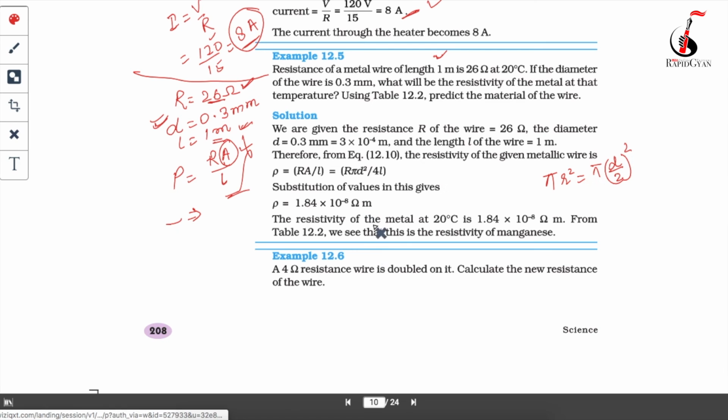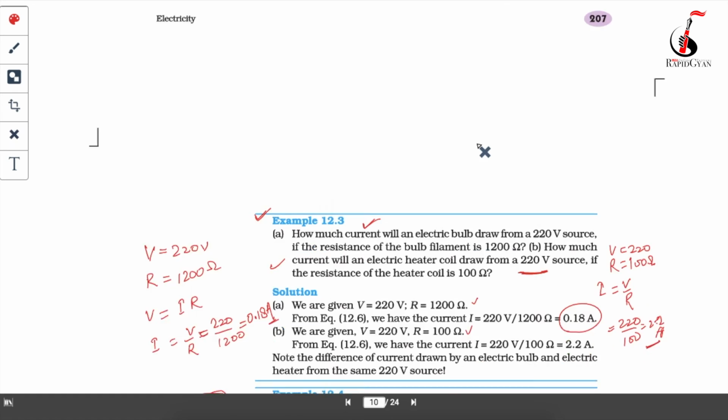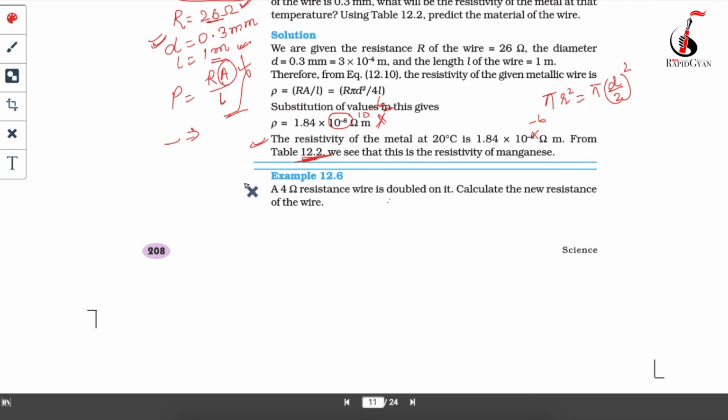Come here, we will see your answer. What's your answer? Okay, here your answer is wrong, beta. In your book your answer is wrong. This is not 10 to the power minus 8, this should be 10 to the power minus 6. How? Because it is saying the resistivity of the metal is 1.84 into 10 to the power, this should be minus 6. You can check the tables. If I go and check table 12.2, the resistivity of manganese, what's written here, beta? See, 10 to the power minus 6. So the answer in your book is wrong. Okay, so let's go to your next example.